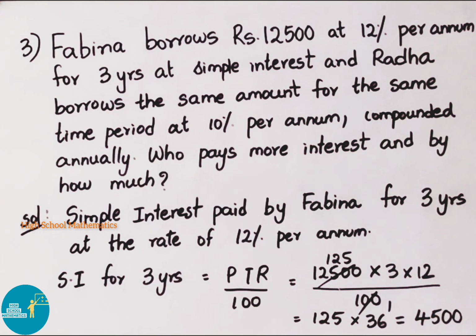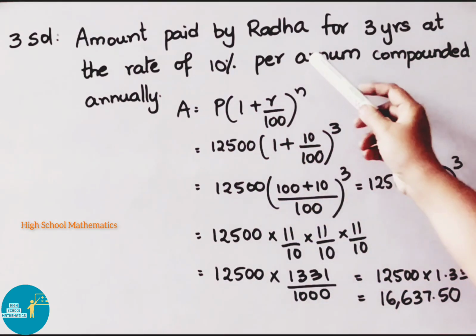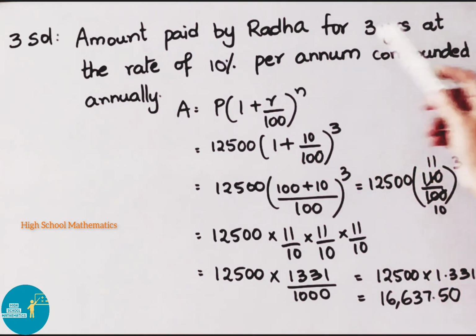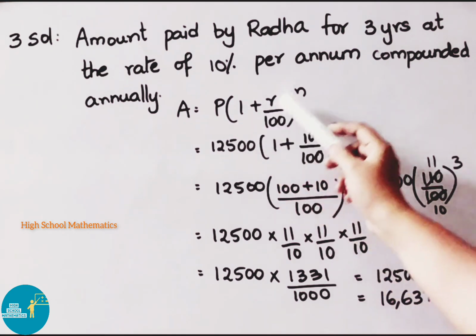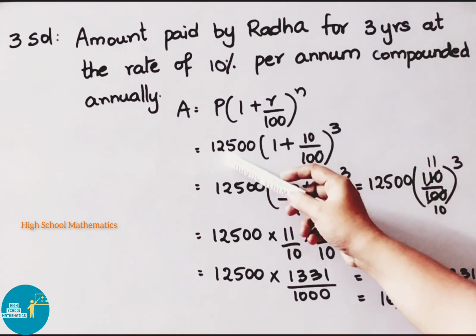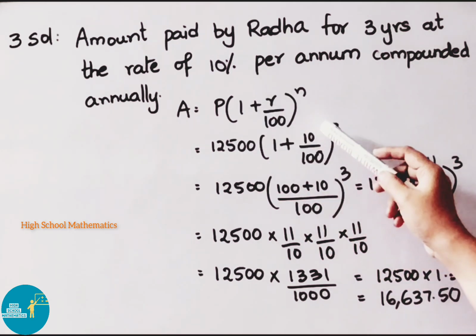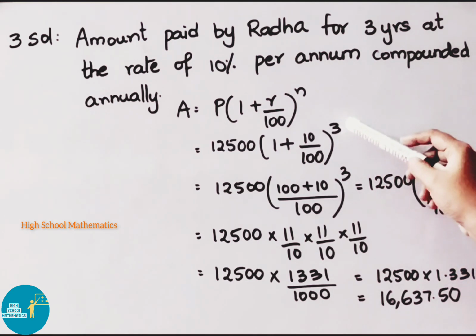Next we shall find compound interest for 3 years, that is paid by Radha. See now, amount paid by Radha for 3 years at the rate of 10% per annum compounded annually. Amount equals formula P into 1 plus R by 100 whole power n. That equals principal amount 12,500, 1 plus rate of interest here is 10%, so 10 by 100 whole power n, n value is 3 years, so write down 3.